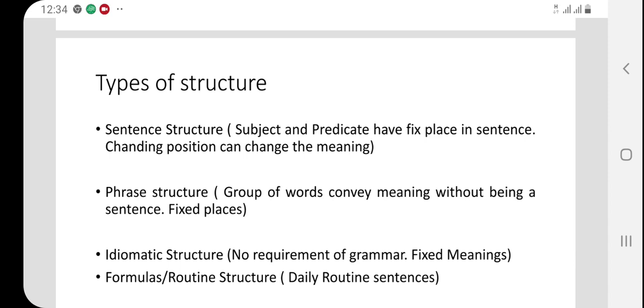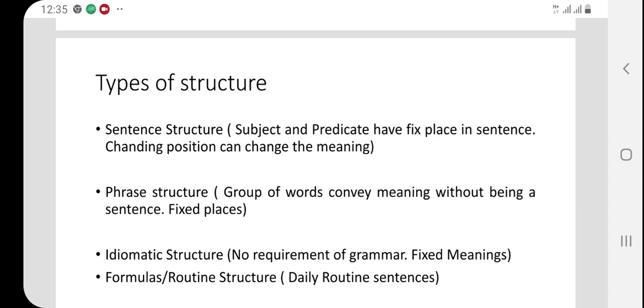It will be a phrase. So one or two or three words that are not arranged in the pattern of a sentence, we call it a phrase structure. So in a phrase we have fixed places. As I say, "Ahmed is here" and "here is Ahmed," we can rearrange the words in a meaningful way. But when we talk about phrase structure, it means they have fixed places.